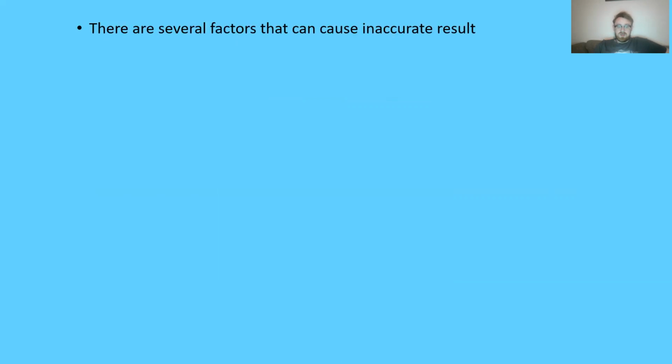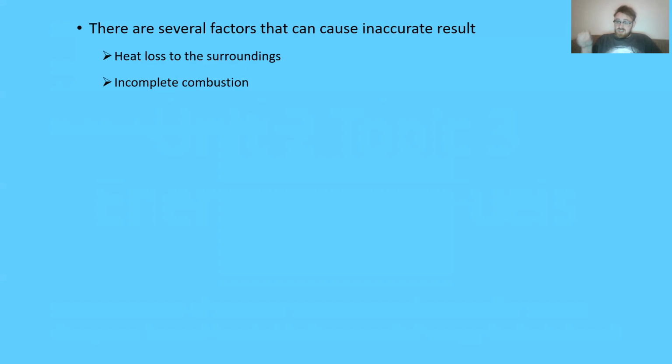So, several factors can cause an inaccurate result, and it's important that we write this down because quite often SQA will ask why this value is different to the value that's stated in the data booklet. The answer could be heat loss to the surroundings. Little was done to minimize the heat loss that naturally happens, but you want to try and minimize that. Then there's incomplete combustion. In order to fully measure the amount of energy that fuel gives out, you want it to fully combust. Incomplete combustion doesn't give out as much energy as complete combustion.